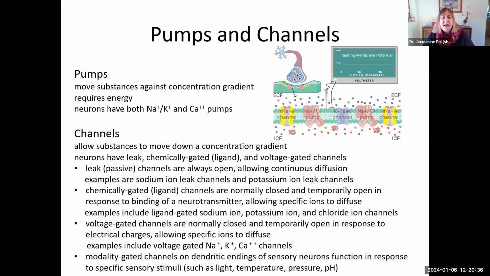And then in some of our sensory neurons, on their dendritic endings, we have modality-gated channels. Okay. And they function in response to very unique sensory stimuli. For instance, in our eye, the presence or absence of light has them function. We have temperature changes that can have them function. We have pressure, the absence or presence of continuous pressure or deep pressure. We have pH changes that can do this. So these are very specific ones.